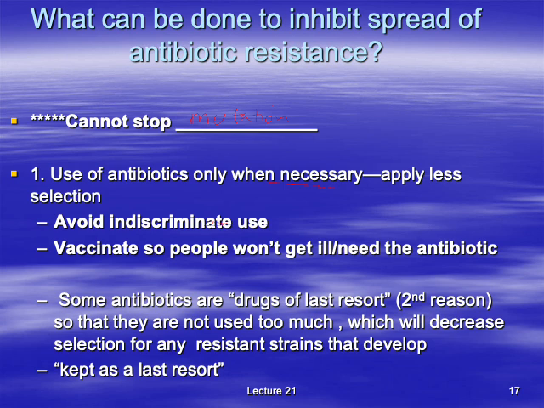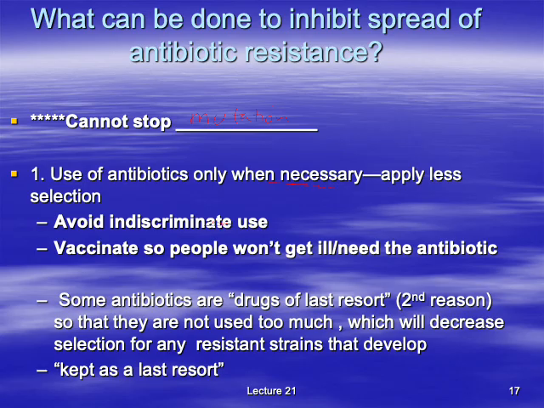Also, prevent the need for its use. Vaccinate people so they don't come down with bacterial diseases like whooping cough and tetanus. If they're vaccinated, they shouldn't come down with those diseases. Therefore, you would not have to treat them with the antibiotic. So vaccination is good for many things. It also helps stop the spread of antibiotic resistance.